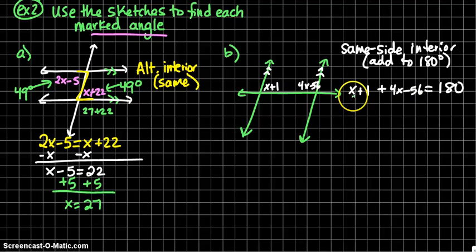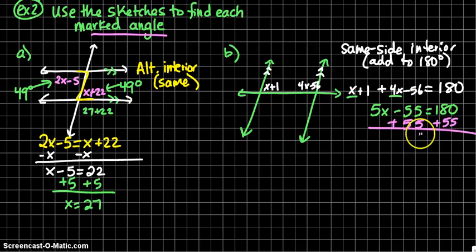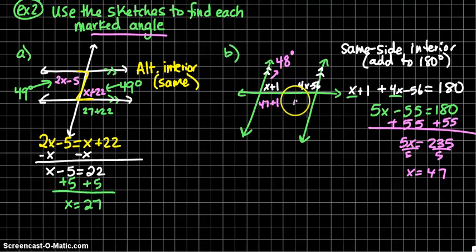All right, combine like terms, because everything's on the same side of the equal sign right now. So I got 5x minus 55 equals 180. Add 55 to both sides. Divide by 5, and I end up with x equals 47. So this one ends up being 48 degrees. And this one is either 180 subtract 48, because they're supplementary, or I could do 4 times 47 minus 56, and this angle you end up getting 132 degrees.